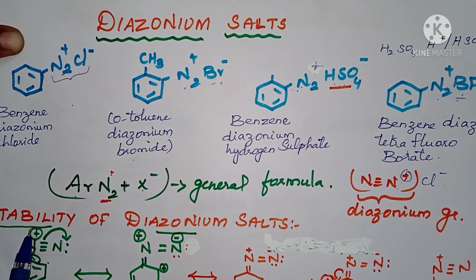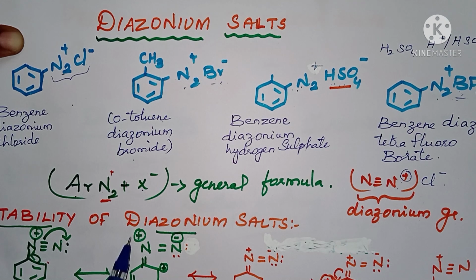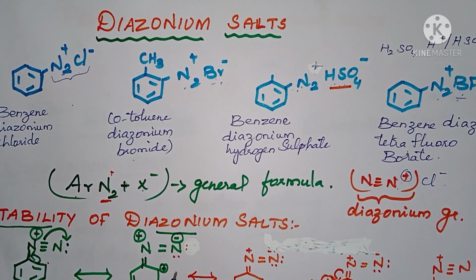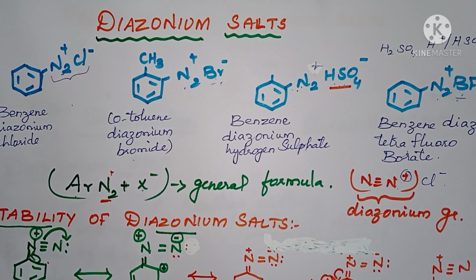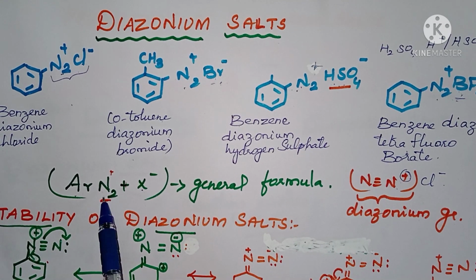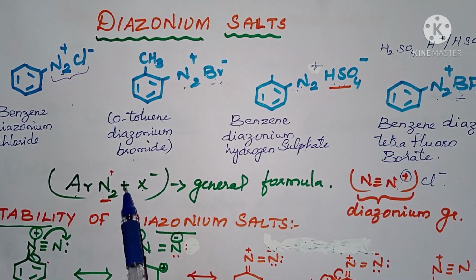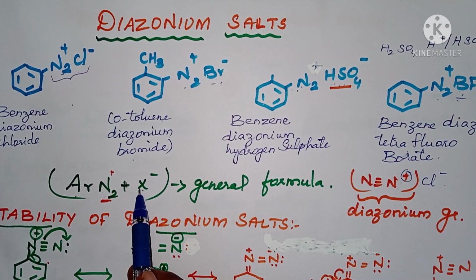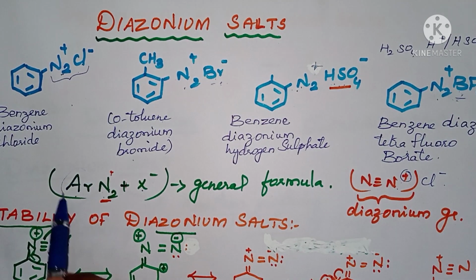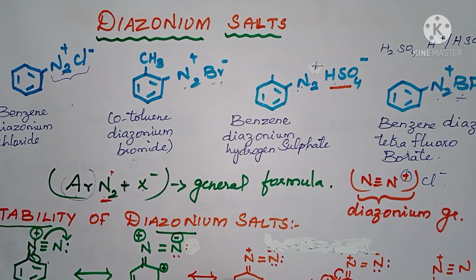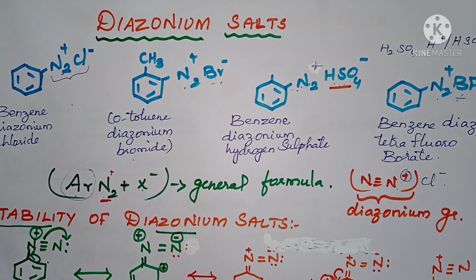Okay, now we are going to check the stability of diazonium salts. Before going to this point, I would like to tell you point-wise. The diazonium salt's general formula is ArN2 plus X minus, where X is a halogen group, and Ar is an aryl group only. Why is it an aryl group only? Why can't we go for aliphatic? I'm coming to that in the next point.